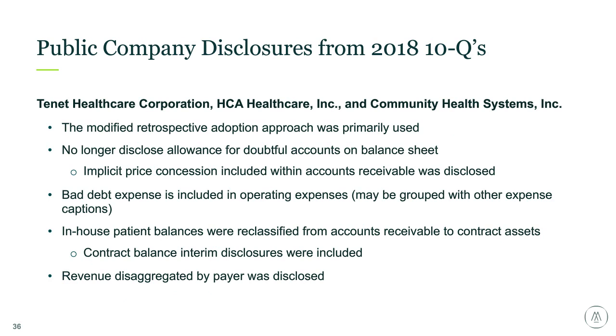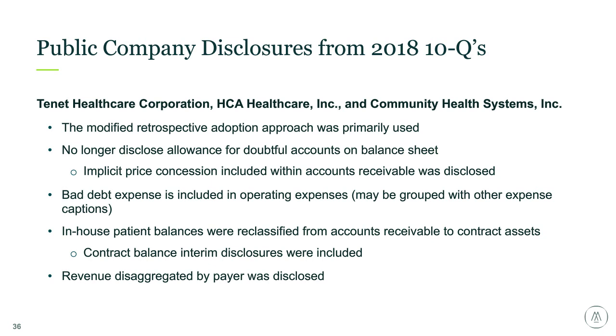Yeah, great. Thanks, Kimberly. So in Tenet and Community Health Systems' filings, they are using the modified retrospective adoption approach, so cumulative effect adjustment and presentation in the current year only. And so in that presentation, you can see the financial statements and the balance sheet.